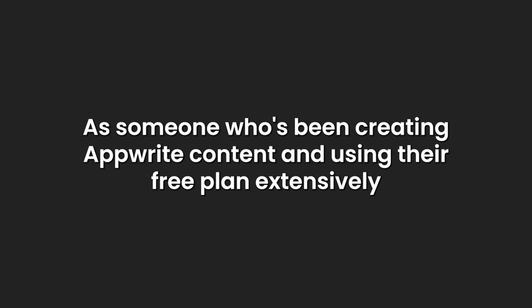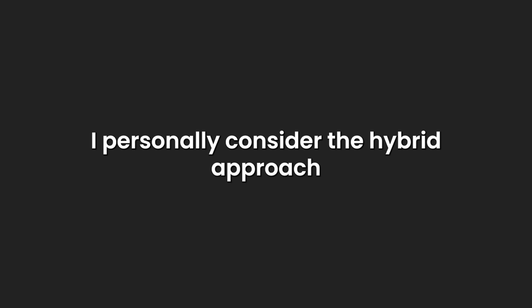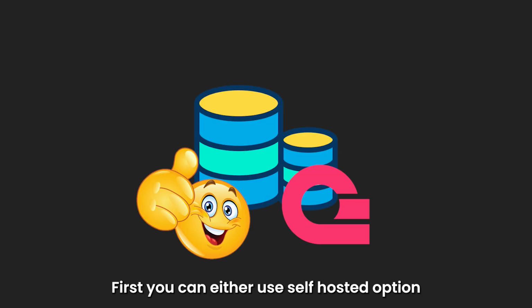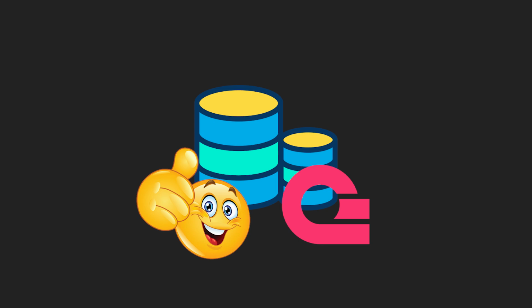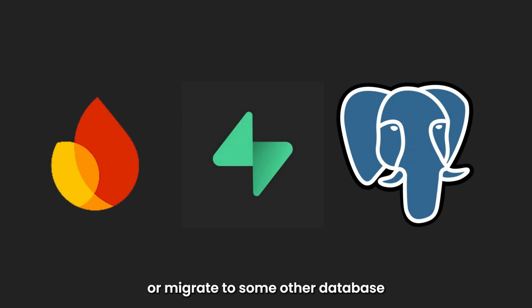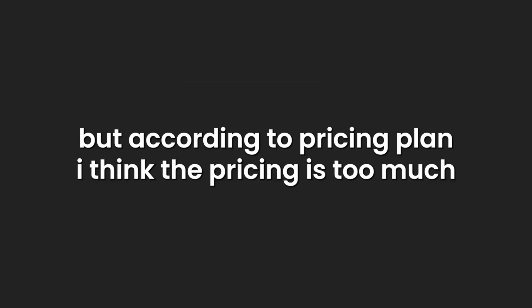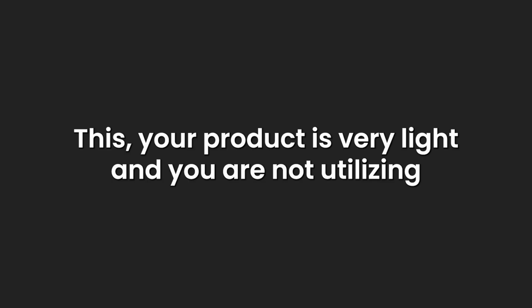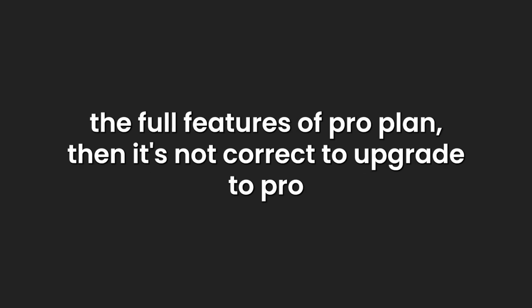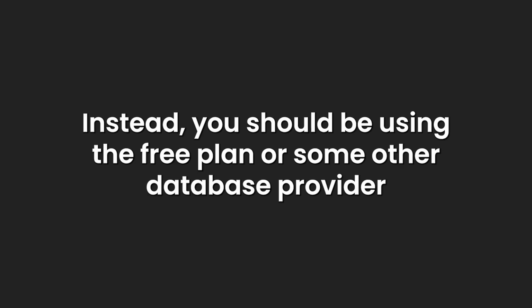As someone who has been creating Appwrite content and using their free plan extensively, I personally consider the hybrid approach. First, you can either use the self-hosted Appwrite option or migrate to some other database. But according to the pricing plan, I think that the pricing is too much. If your project is very light and you are not utilizing the full features of the Pro plan, then it's not correct to upgrade to Pro. Instead, you should be using the free plan or some other database provider.